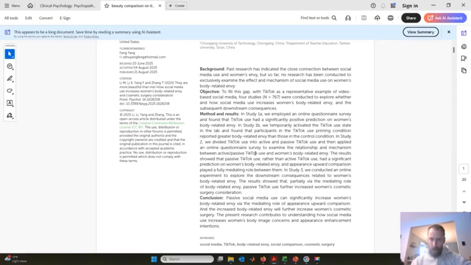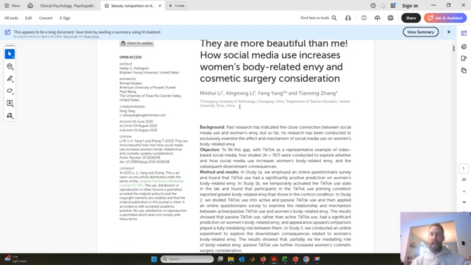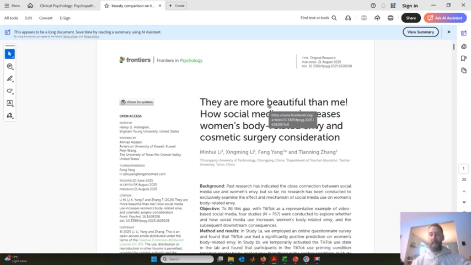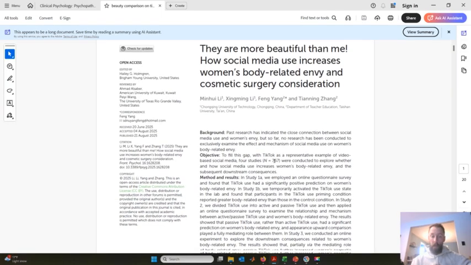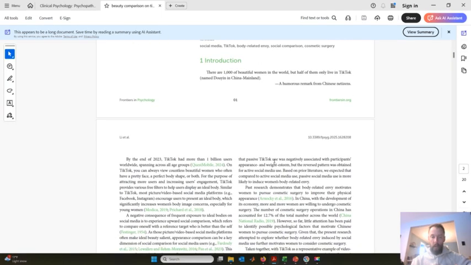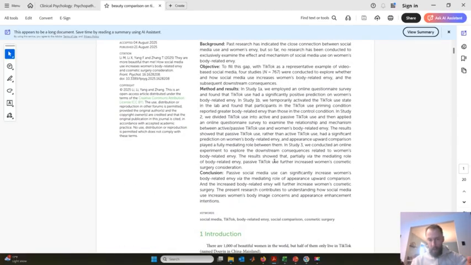I've already read this abstract, so I know they are interested in how TikTok affects women's body-related envy. So how jealous they are of other women's bodies, and they do several studies. If we look at the abstract, it's going to tell us that. Look, study 1A, study 1B, study 2, and then finally study 3, and they did an experiment in study 3.